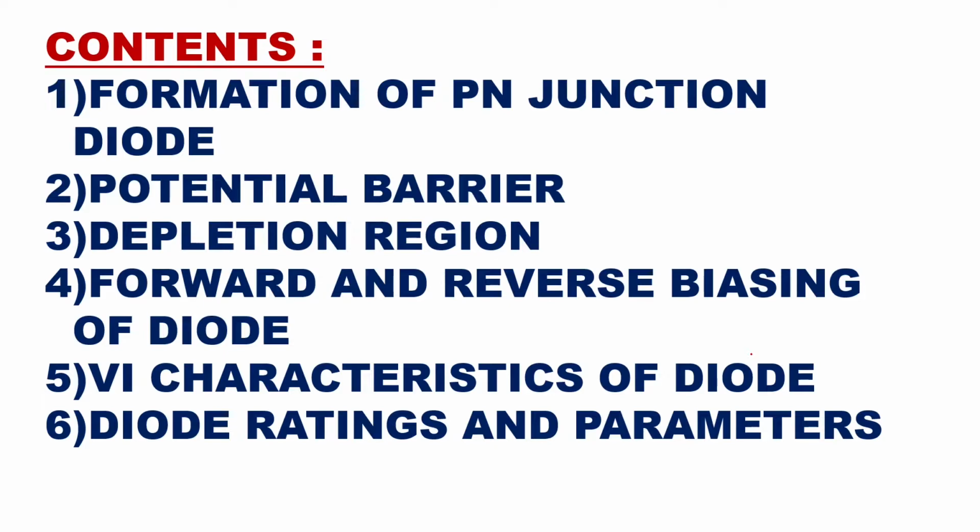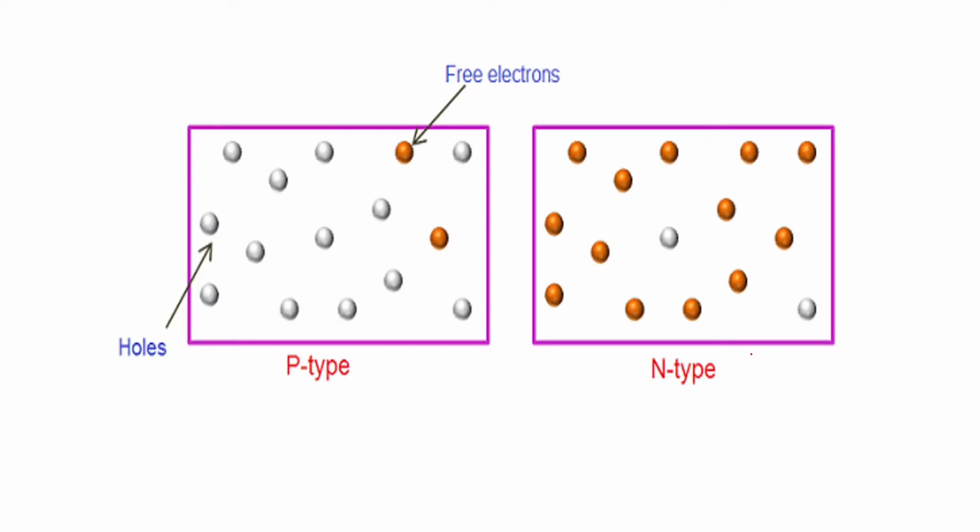So let's start with the formation of PN junction. And for that, we will see what is P-type material and what is N-type material. In our last session, we have studied what is an atomic structure, what was a semiconductor, what was a pure semiconductor, which was called intrinsic semiconductor. And when you add impurity to the pure semiconductor, you get extrinsic semiconductor, which can be of two types, P-type and N-type.